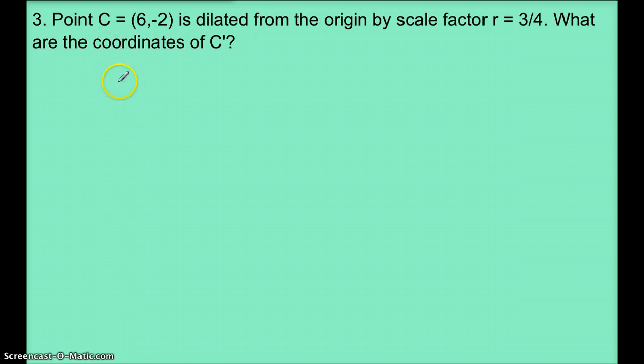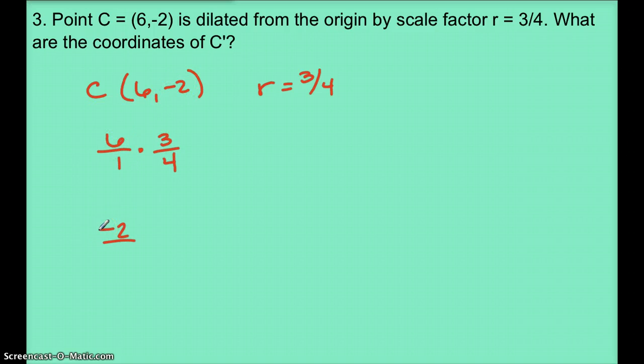Okay, so we're going to take each of these points and multiply them by 3/4. So there's where we started with point C. Scale factor is 3/4. So first thing, I'm going to take 6, which is 6 over 1, and multiply it by 3/4. And then I'm going to do the same thing with negative 2. I'll take negative 2 times 3/4.